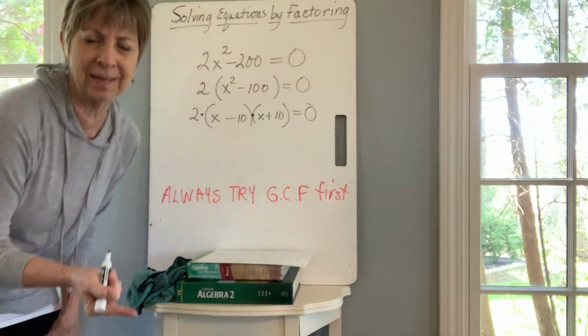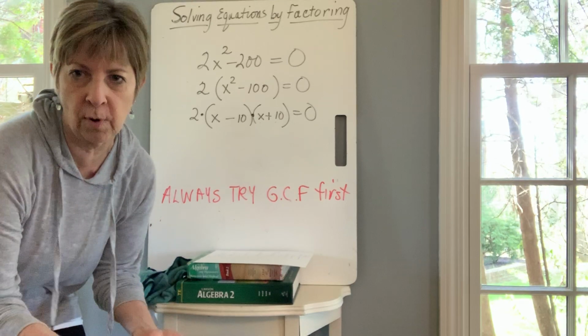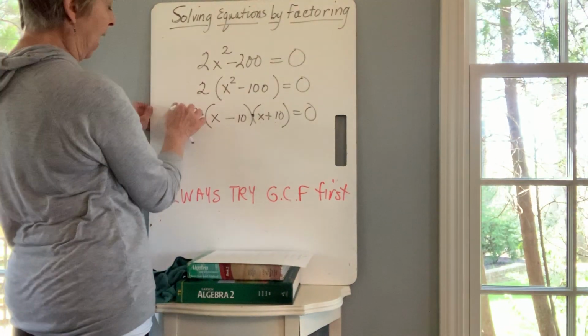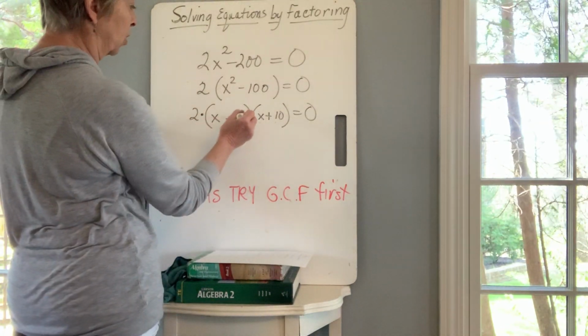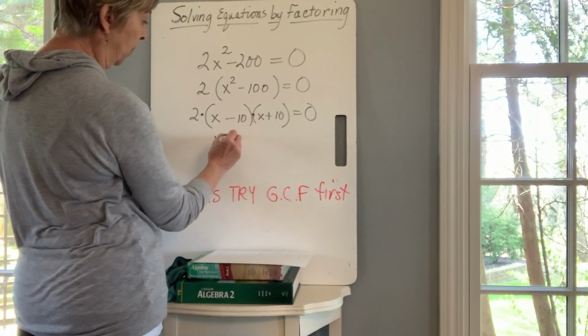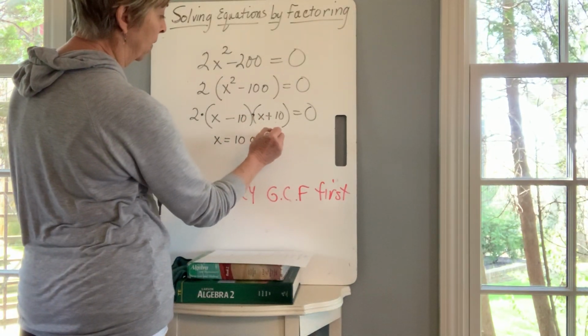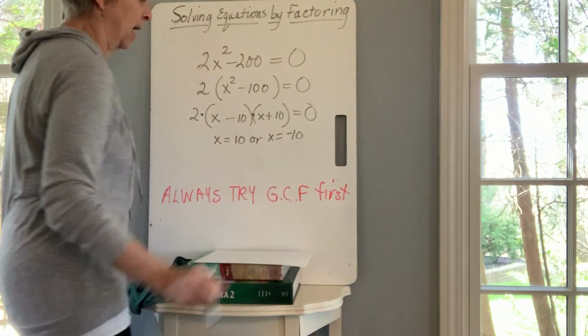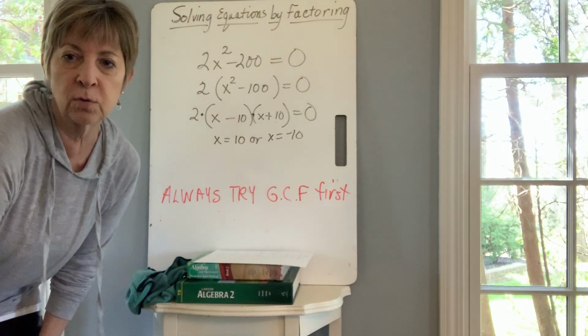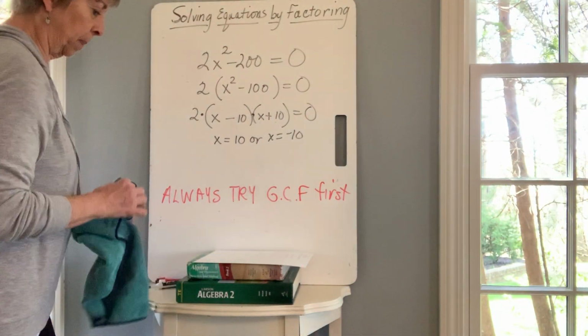But 2 is a constant. 2 is 2. 2 can't ever be 0. So this is not going to have anything to do with the solutions. So either this one will be 0, and that's going to happen when x is 10, or this has to be 0, and that will happen when x is negative 10. So my 2 solutions are 10 and negative 10. Okay?